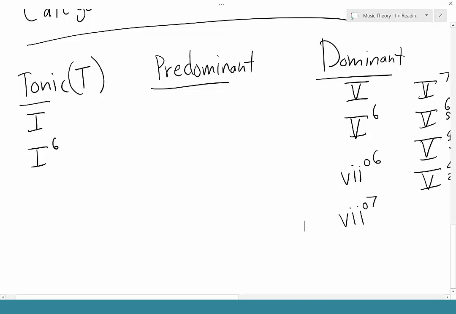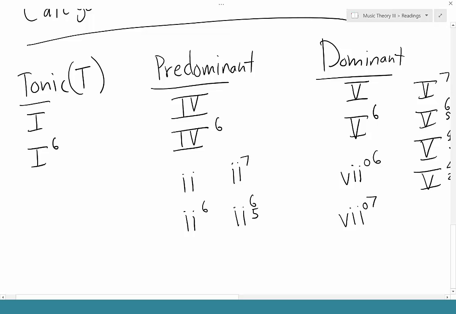And then the predominant also has a number of options, but as we get to chromatic harmony, this category will get quite big. So we have the 4 chord, as I mentioned earlier, possibly the 4 6, and the 2 chord, 2 6. These 2 chords can also have sevenths on them, so 2 7, and the first inversion 2 6 5. Those are all part of the predominant category.